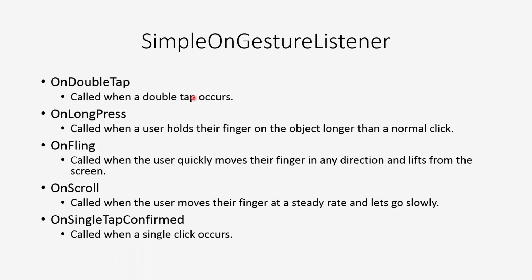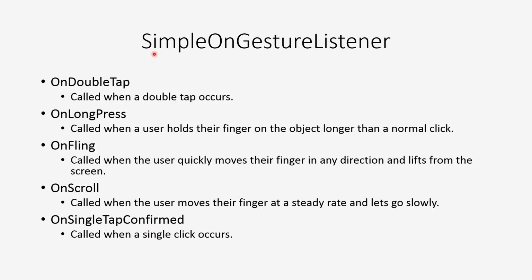And the last one that we're going to look at is actually a really common one. It's just a single tap confirmed, and this can be known as just a single click. Okay, so this is implemented easily when you don't really have to use the simple on gesture listener. Of course, when we do a click, we just wire up a click event. But this is one that can be implemented.